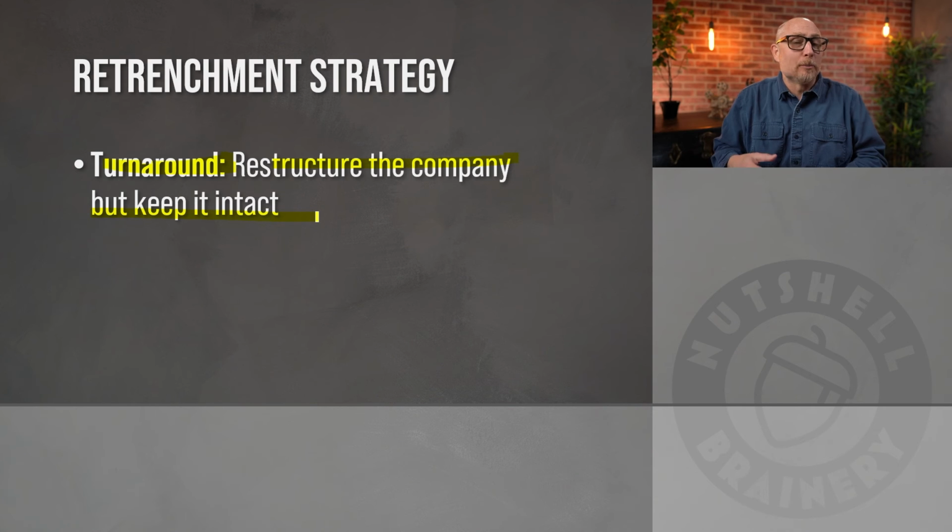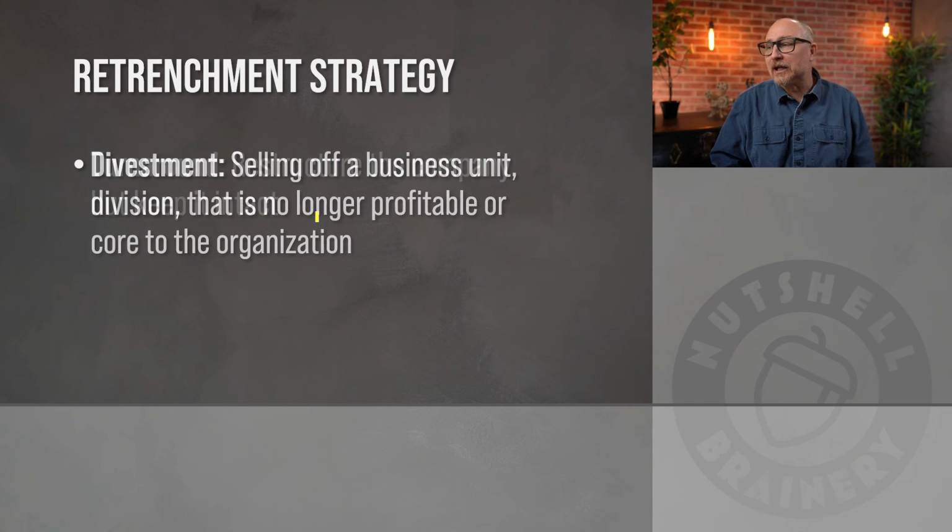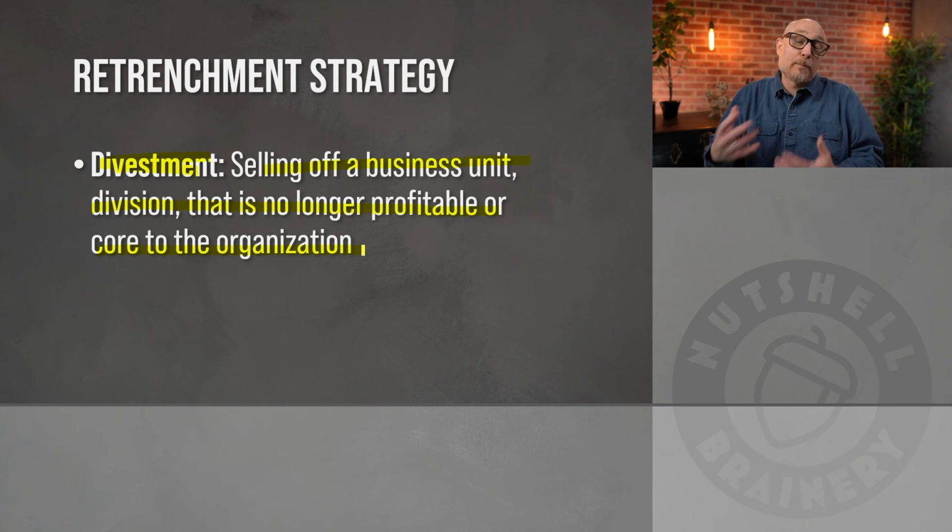So this is when you might declare bankruptcy or you restructure how the work is done so that the company is still there, it's still intact, but we're going to try to become more efficient and more lean in how we do things. But you can also do divestment, which is selling off a business unit or a division that's no longer profitable or not part of the core organization.